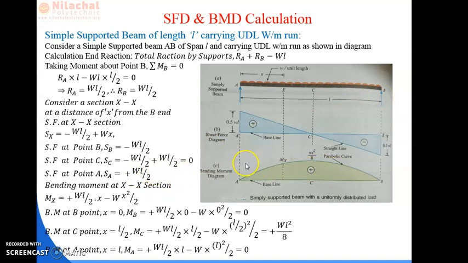In this way we have got that the shear force at A is equal to plus WL by 2, at B it is equal to minus WL by 2. At C point it is 0.